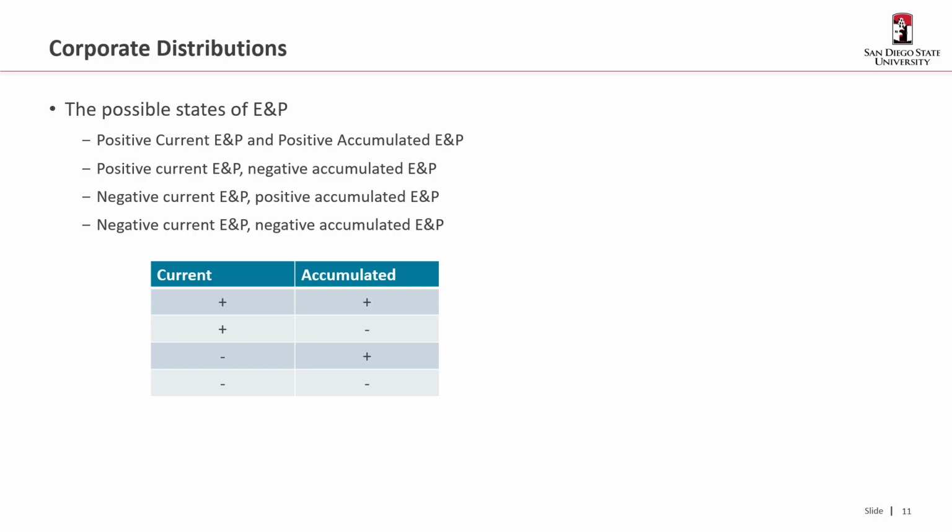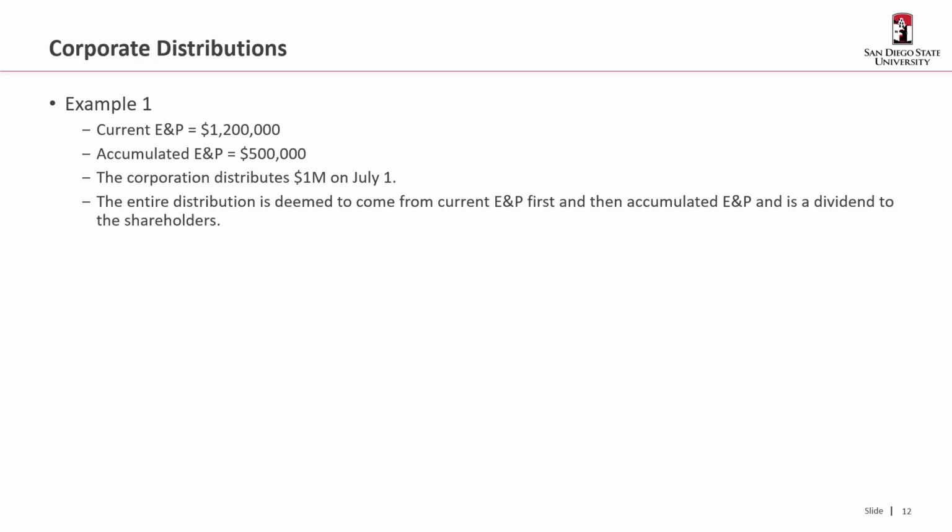And the only reason I bring this to your attention is that the way we characterize a corporate distribution depends in large part on which of these 4 states we are in. And we have to be in one of these states. Well, I guess technically you could have 0 E&P, 0 current, 0 accumulated E&P. Okay. So let's deal with each one of these different scenarios separately. Let's start with current positive, accumulated positive.